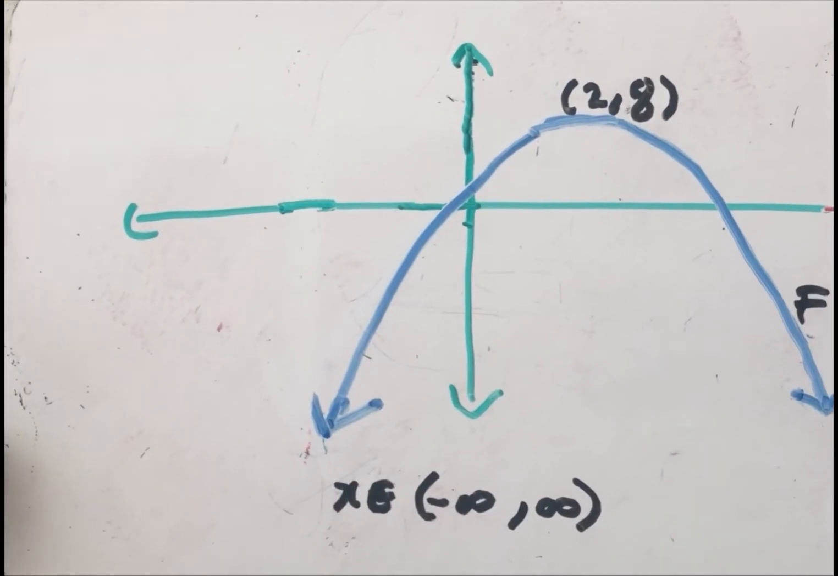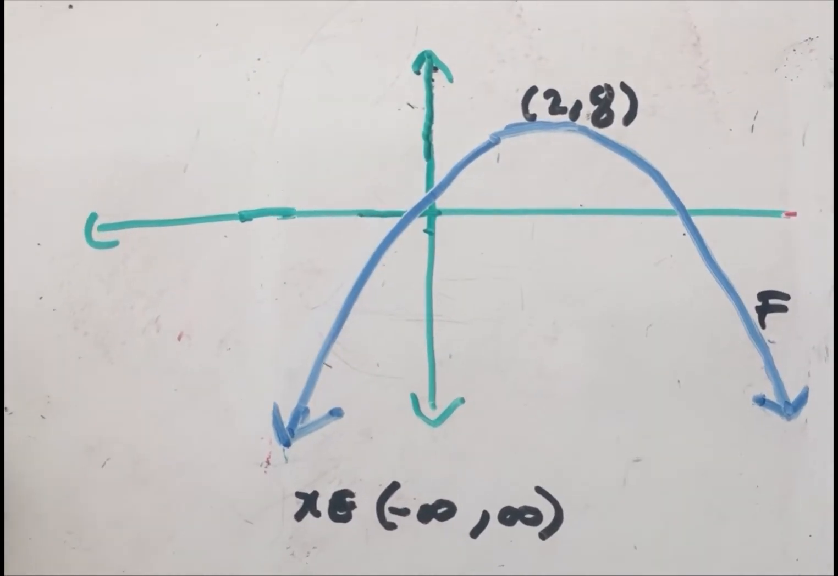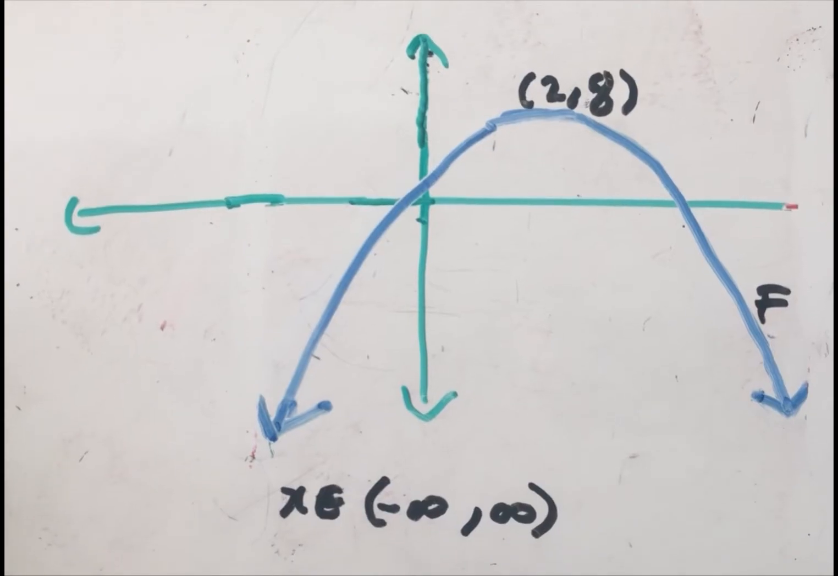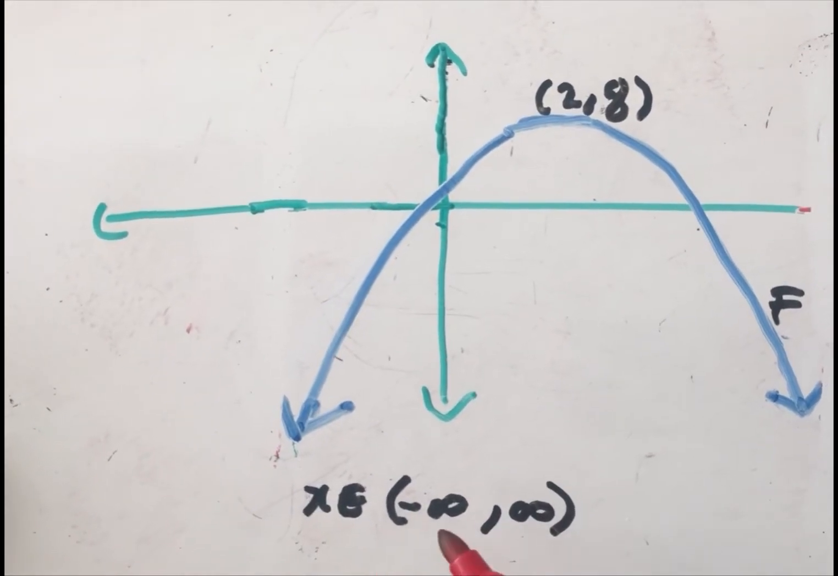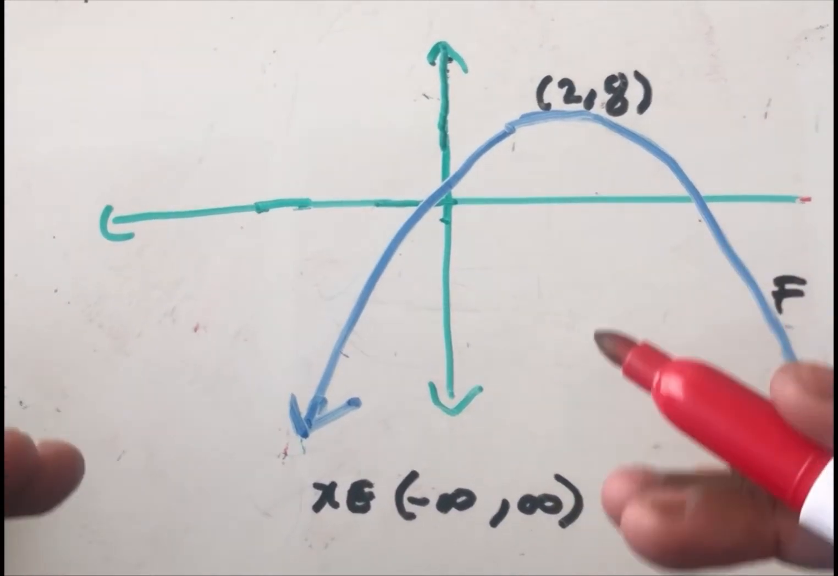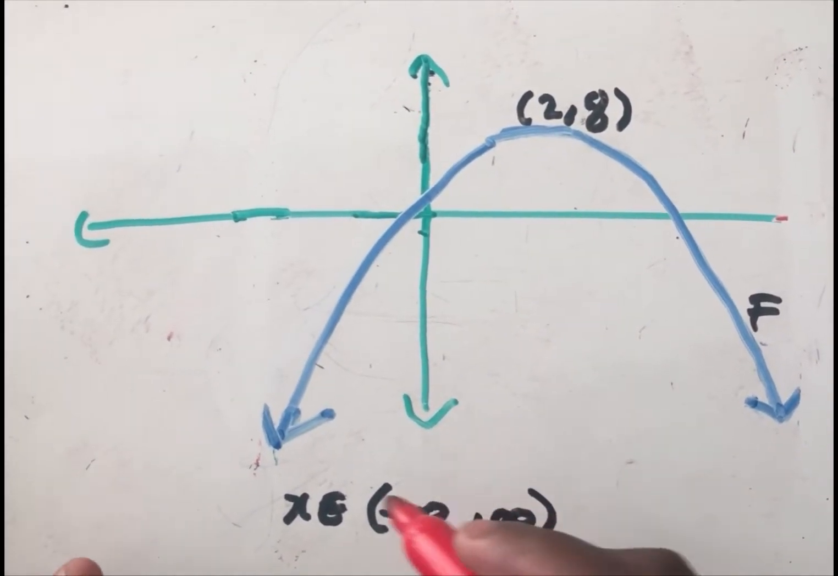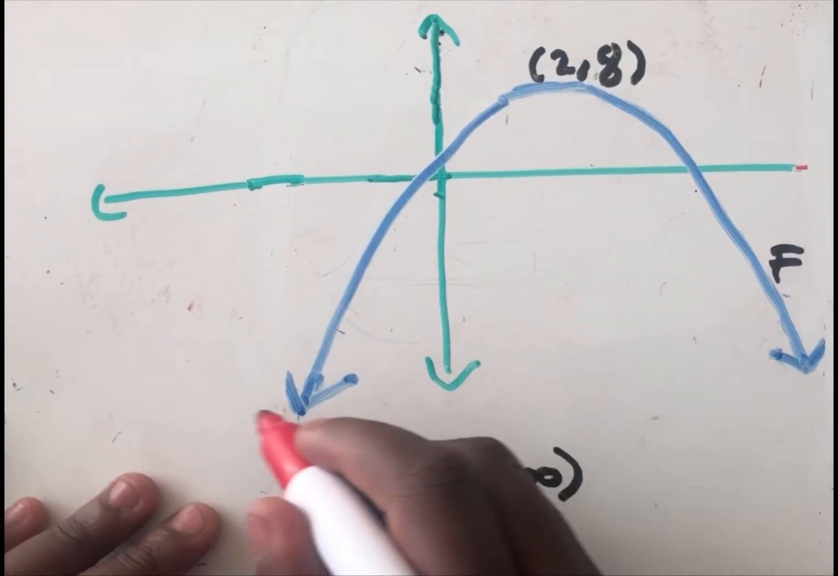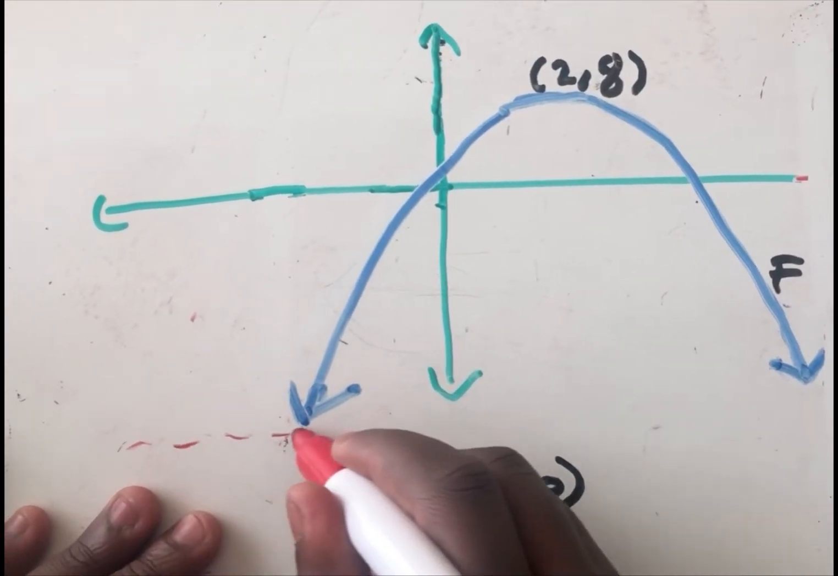All right, let's find the range. So we want to find the range. Remember, domain is from left to right. Range is from down to up. So we have to find out what is the lowest part of the graph. The lowest part of the graph that we can see is this part.